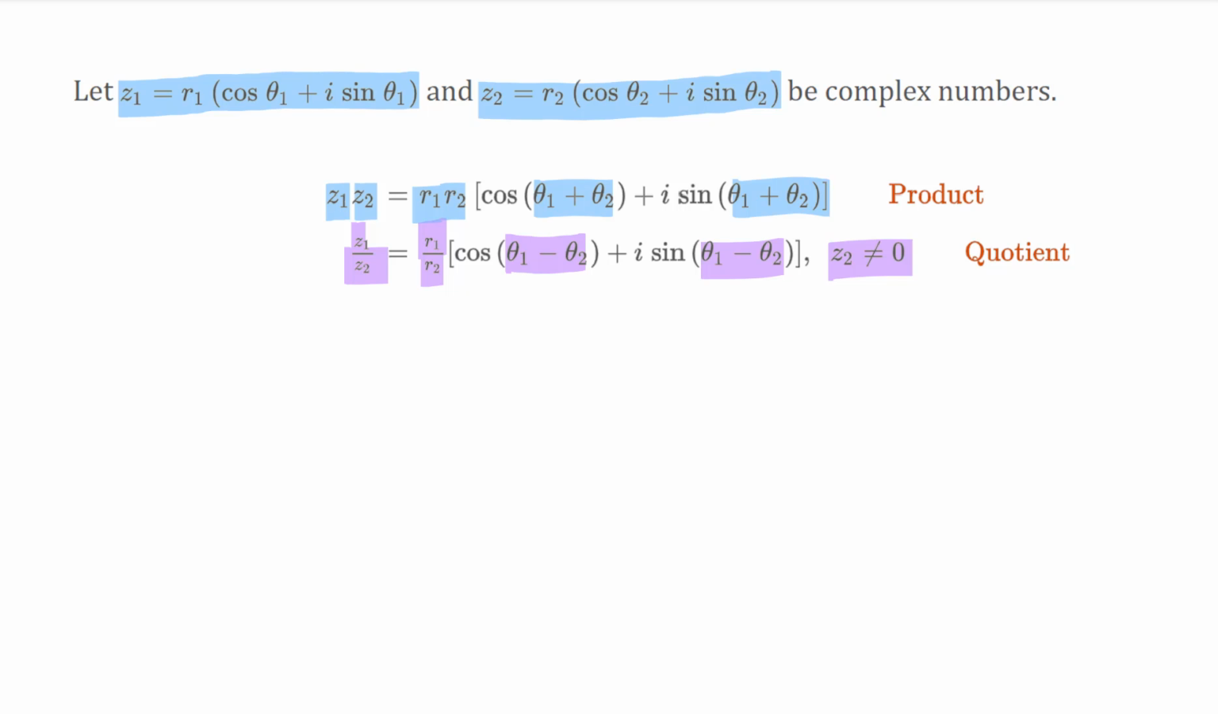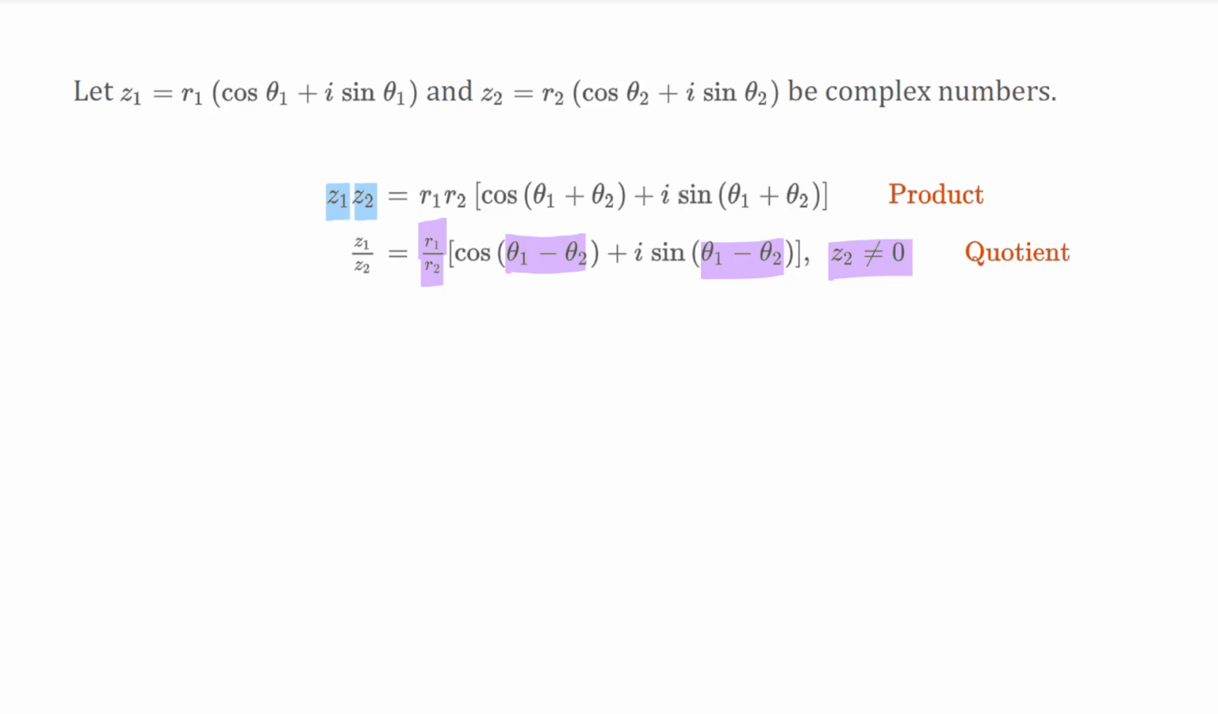So there's going to be two different rules that we have. We have a product and we have a quotient. When we do a product, we add our angles. And when we do a quotient, or when we divide, we're going to subtract our angles. It's not that bad. It's really not that bad.